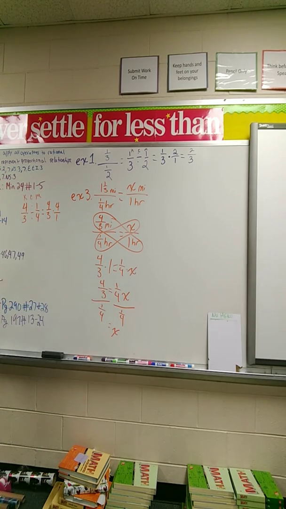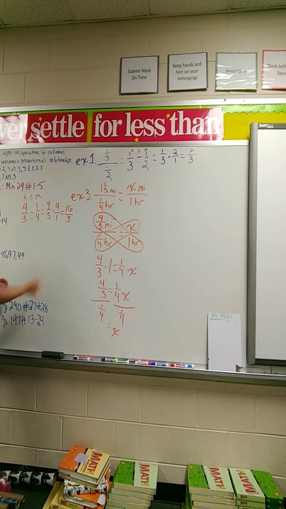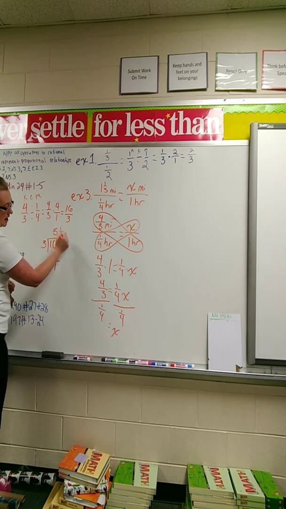Okay. 4 times 4 is 16. That means that 16/3 is our answer. Do I like 16/3 as an answer? No. Yeah, we need to simplify it. We need to simplify by turning it into a mixed number. 16 goes inside my house as my numerator, 3 goes outside. 3 goes into 16 5 times. 5 times 3 is 15. Subtracting, we get 1. So that means we have 5 and 1/3.